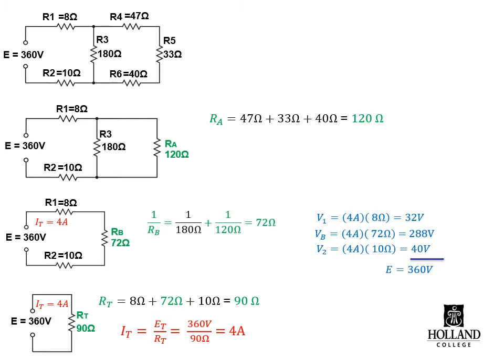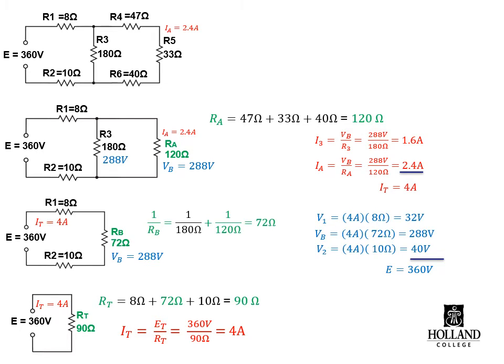Now looking at our drawings and looking at our color changes, we can see that RB, as a note, came from RA and R3 in series, parallel. So when we go back and look at those two things in parallel, and RB has 288 volts, then R3 and RA must also have 288 volts because they're in parallel. And parallel branches have the same voltage. We can now calculate the current in each of those branches, where IA is 2.4 amps and I3 is 1.6. And when we add those two together, we end up back with our 4 amps for IT.